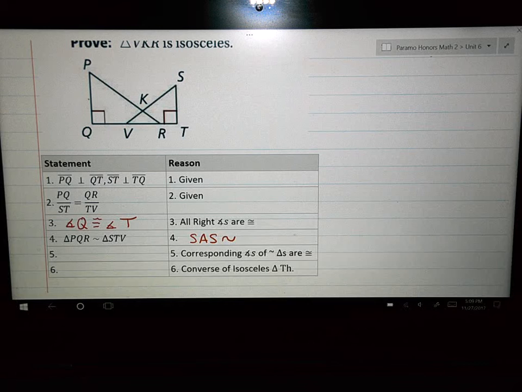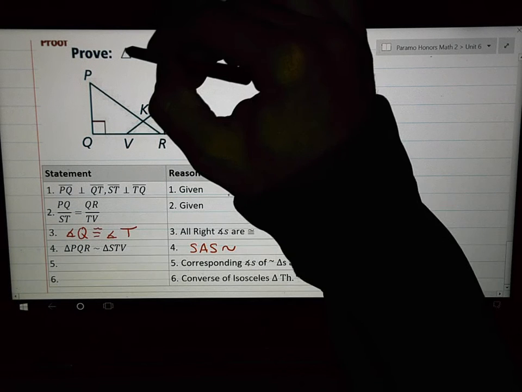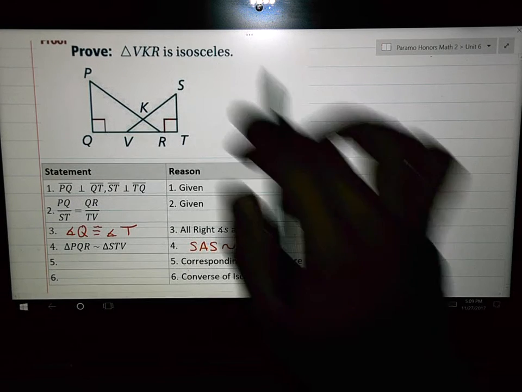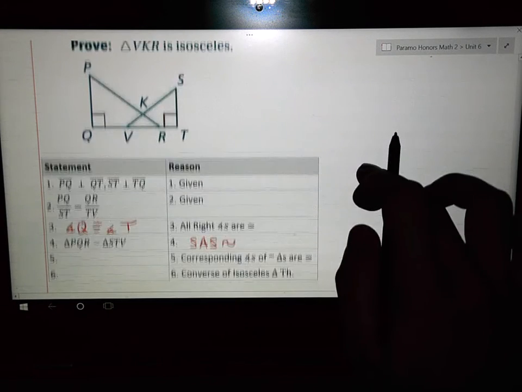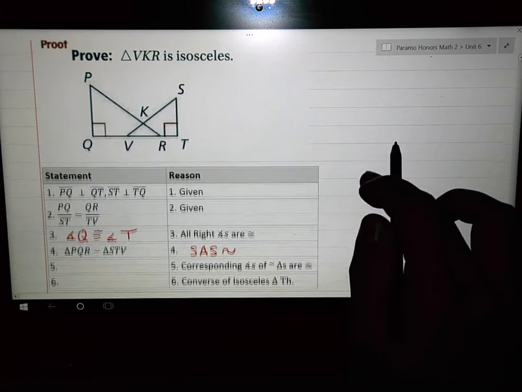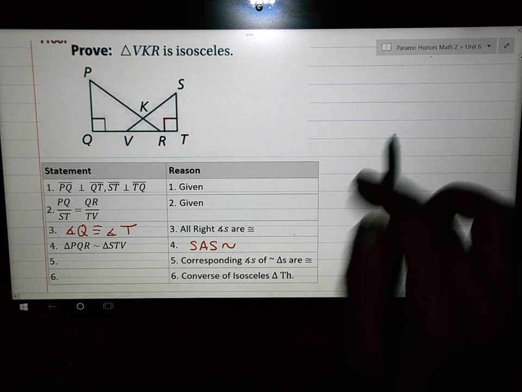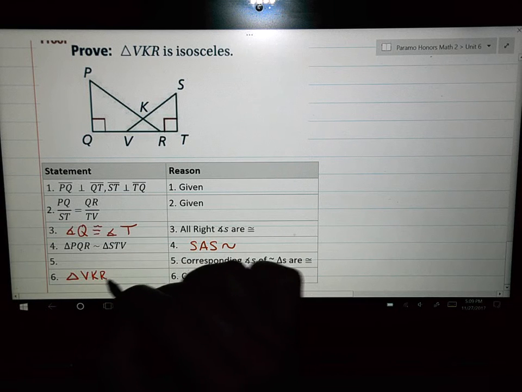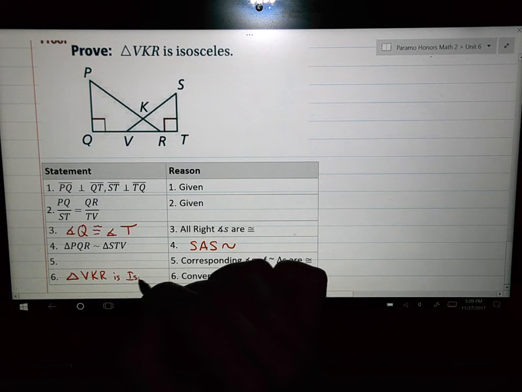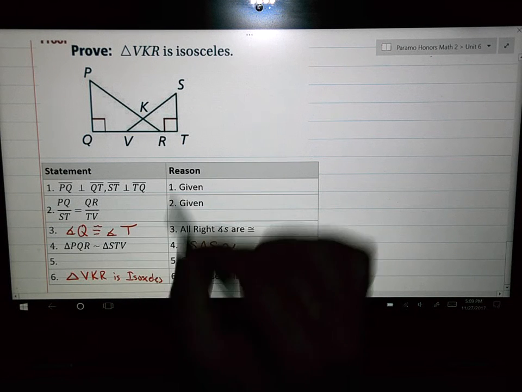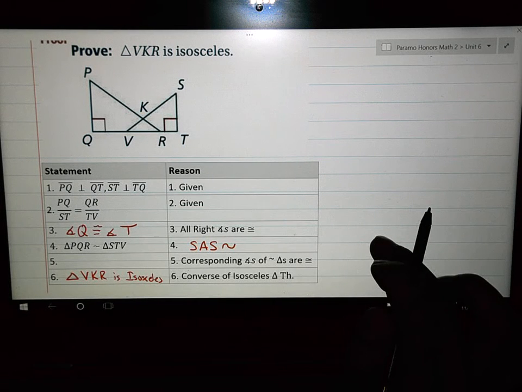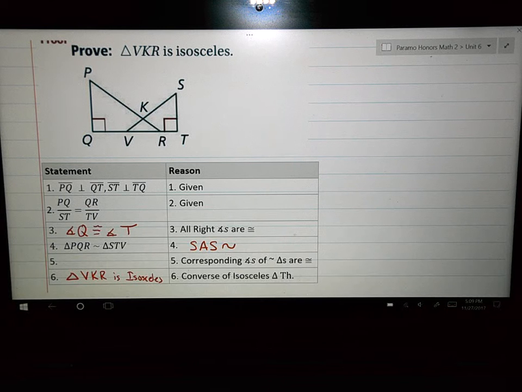Next, what are we trying to prove? We're trying to prove that triangle VKR is isosceles. If we're trying to prove that, then that should be our last statement, by the way. So I'm going to put that right here. Triangle VKR is isosceles. That's exactly what we're trying to prove. And we're going to use the converse of the isosceles triangle theorem. So I need something here.